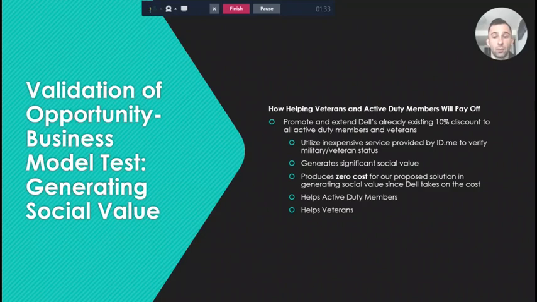The way it will help active duty members is it will provide a much needed discount on their purchases, because it's no secret that the military does not get paid big bucks. It will also help veterans in several ways. Case in point, if they are trying to further their education after the military, or perhaps looking for employment, or even trying to stay connected with their war buddies from around the world.